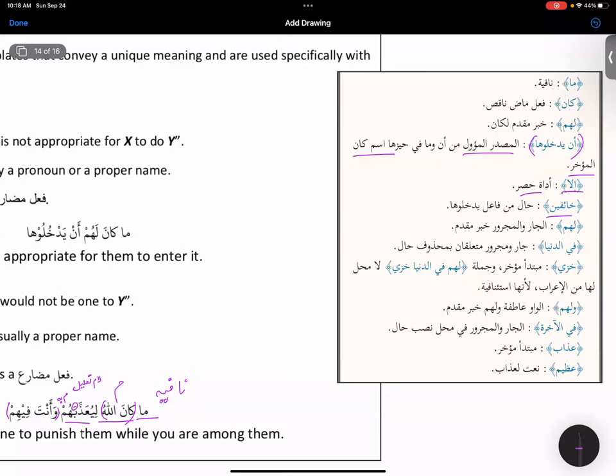So we can see we have ma kana, lahum is khabar muqaddam, and then an yadkhuluha is basically the ism of kana. And where is the khabar? I'm looking at it.